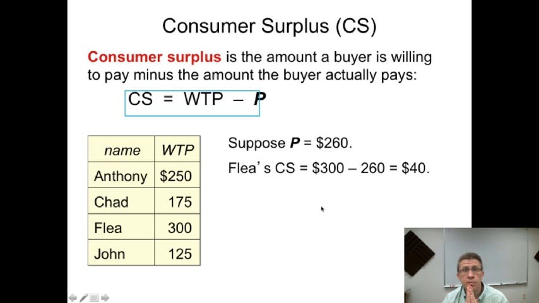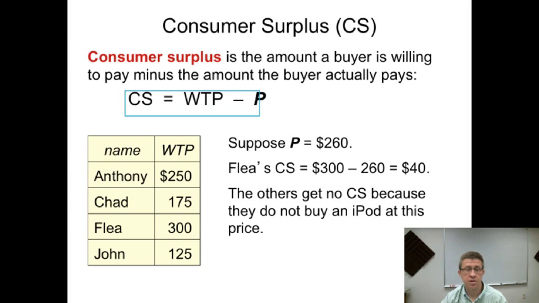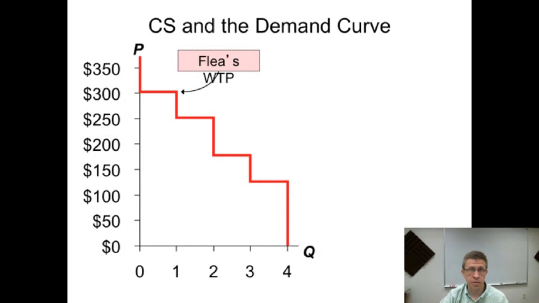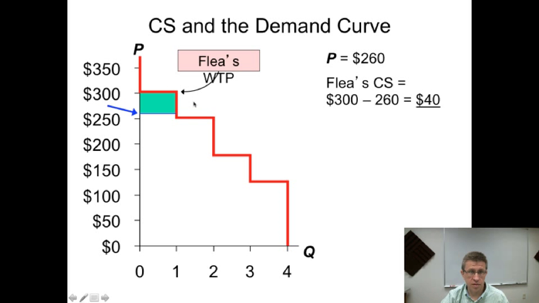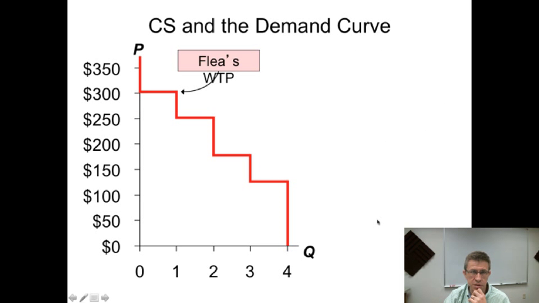Well, what's Flea's consumer surplus? Flea's willing to pay $300. He only has to pay $260. Consumer surplus for Flea is $40. The rest of them don't buy the product, so they get no consumer surplus. They just wouldn't buy the iPod at that price. Therefore, the total consumer surplus is $40. Graphically, this shaded area is the consumer surplus: the $40 difference times the 1 unit.